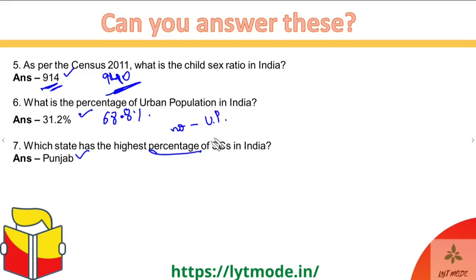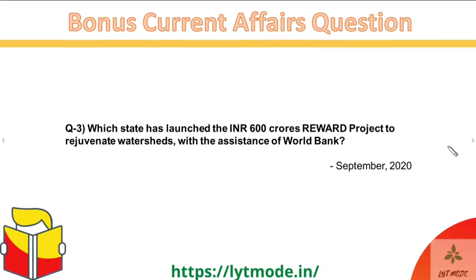UP, Uttar Pradesh. Okay. So I think we're done with this chapter, guys. And there's the third and the final bonus question, and again this is a very important question. This question states: which state has launched the INR 600 crores REWARD project to rejuvenate watersheds?